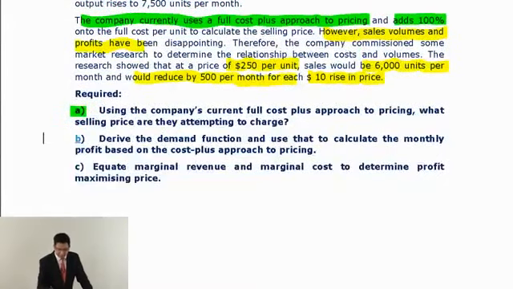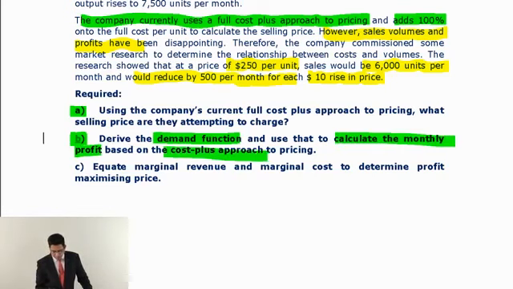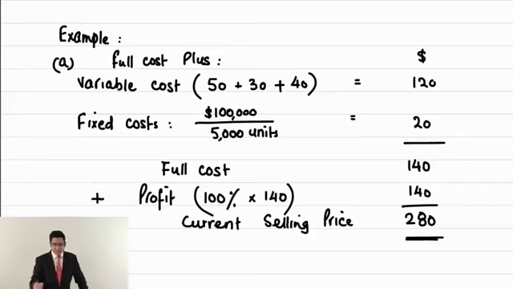Afterwards, requirement B. Derive the demand function or the equation and use that to calculate the monthly profit based on cost plus approach to pricing. Now there are two things. Okay, first of all, derive the demand function P equals A minus BQ, and then use that demand function to calculate monthly profit. Profit is revenue minus cost based on cost plus approach to pricing, which we have done already. So let's do things one by one.